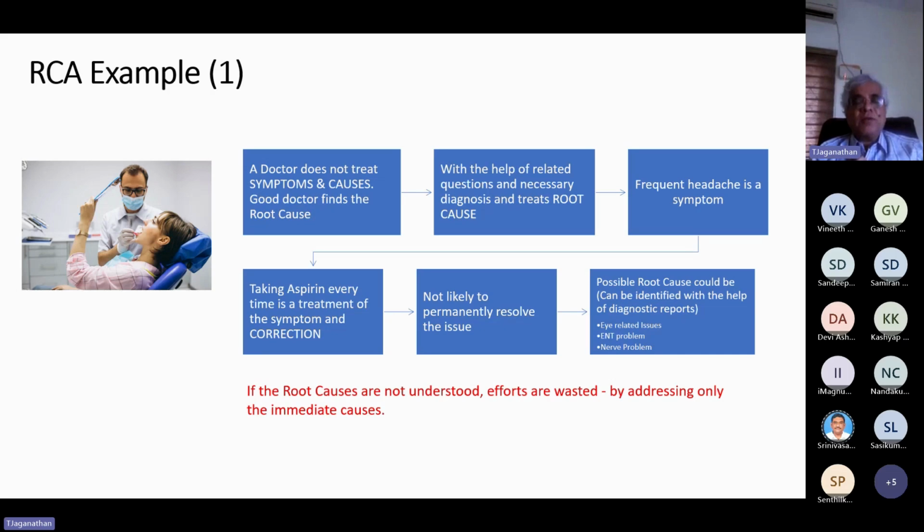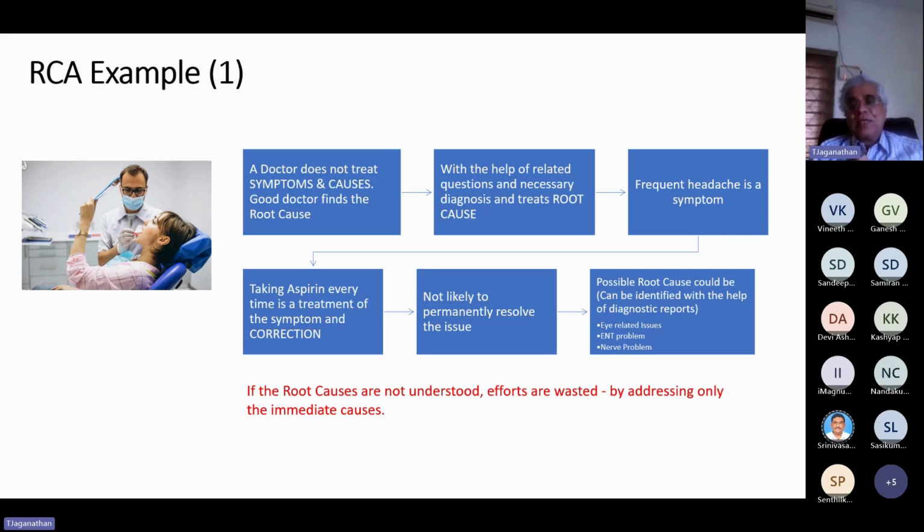Getting frequent headache is only a symptom. You should not treat the symptom. Only a pharmacist will treat the symptom. You go to a pharmacy, say I'm getting headache, and they say take aspirin. That is not a good treatment, not likely to resolve the issue. Very unlikely. Probability is maybe 5% that the issue will go away. You'll keep getting frequent headache.